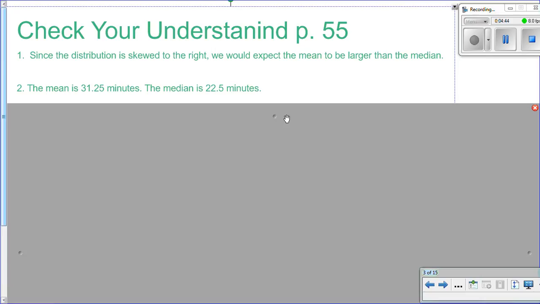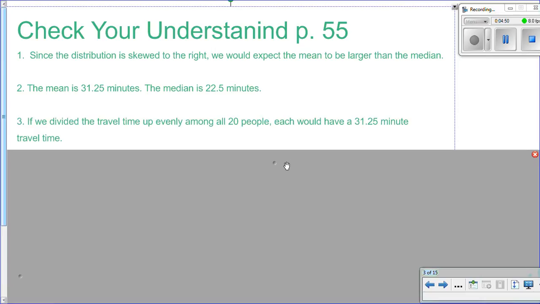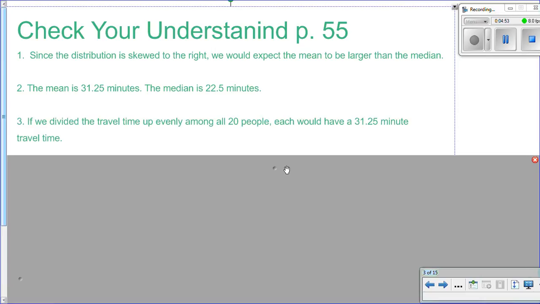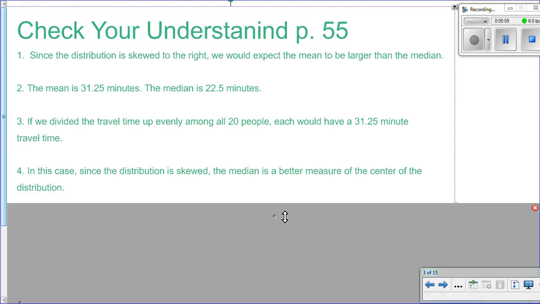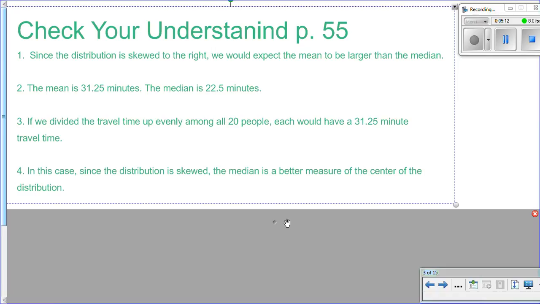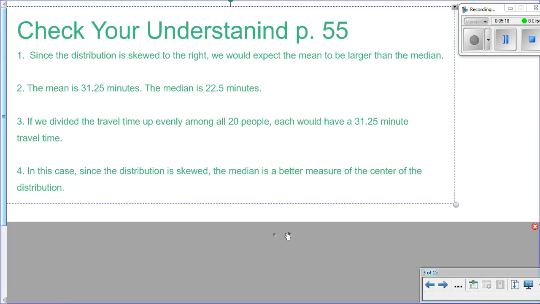The third one says to interpret. This is really key here. You may not have known how to do this, but when you're asked to interpret a mean, this is how it would be in context of this problem. If we divided the travel time up evenly among all 20 people, each would have a 31.25-minute travel time. That is our interpretation in context of the problem. And then the fourth one asked you which one would be more appropriate. In this case, since the distribution is skewed, the median is a better measure of the center of the distribution. I told you that in our last lesson, and now we're going into why that is.